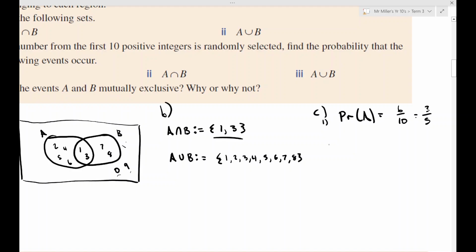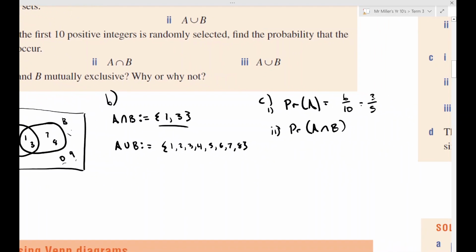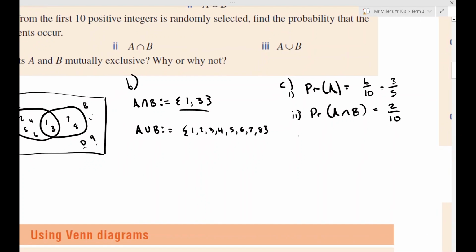Now, if I was talking about the probability of A intersects B, remember, A and B, well, that's going to be the digits 1 and 3. So that's 2 outcomes out of the possible 10. 2 out of 10.